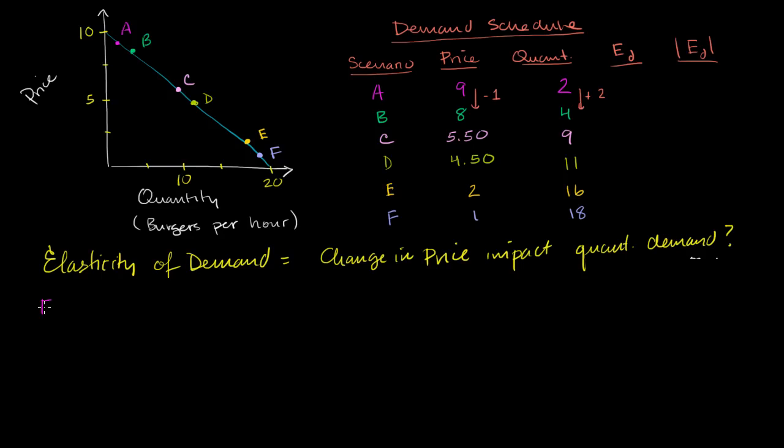So the elasticity of demand, remember, is the percent change in quantity over the percent change in price. And so what's our percent change in quantity? It's going to be the change in quantity over some base quantity. Our change in quantity is 2, so it's going to be equal to 2 over.